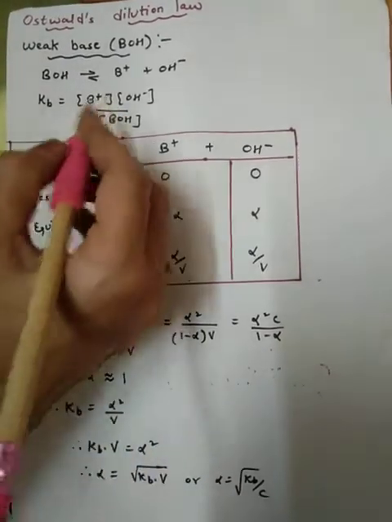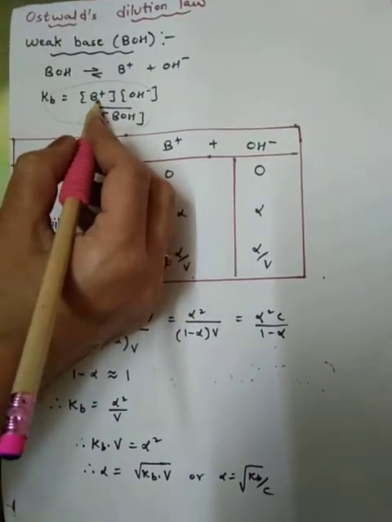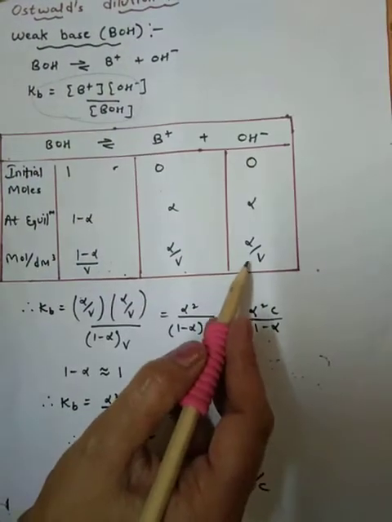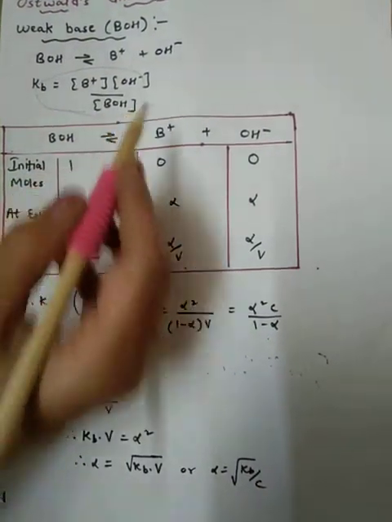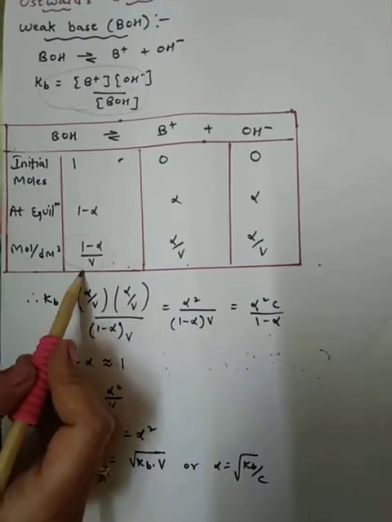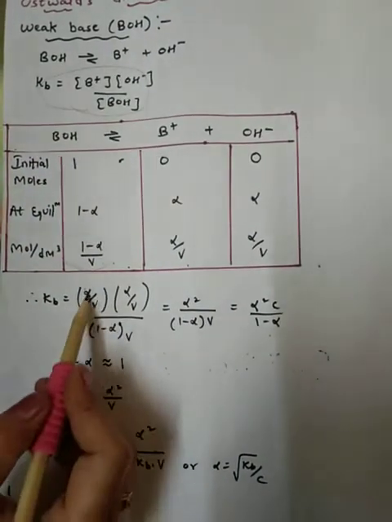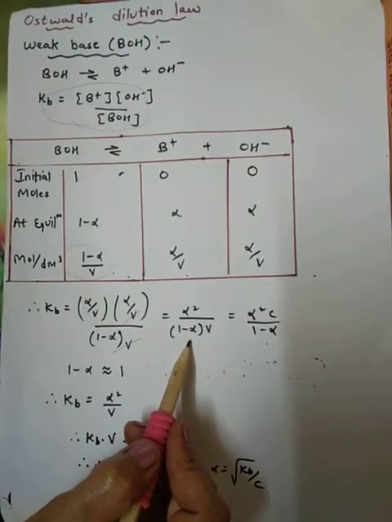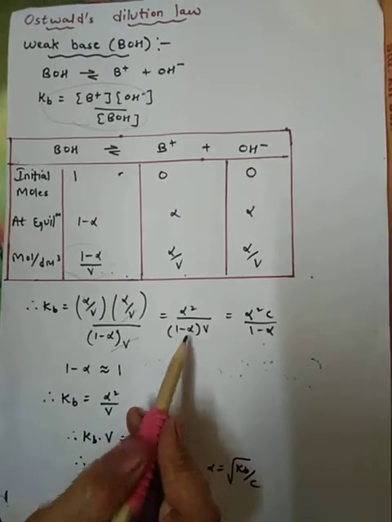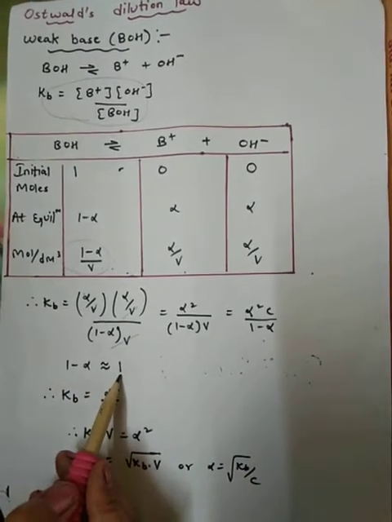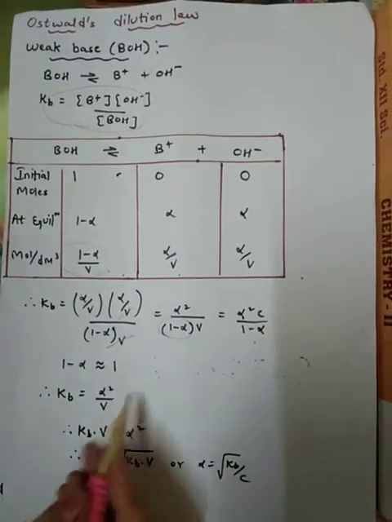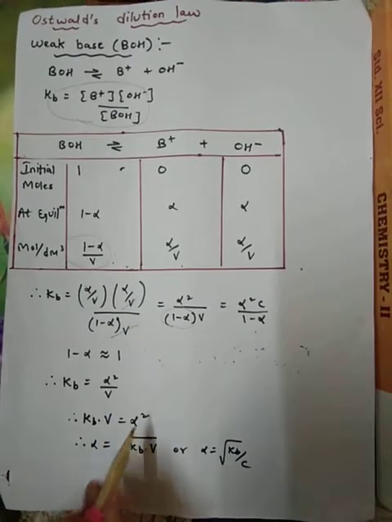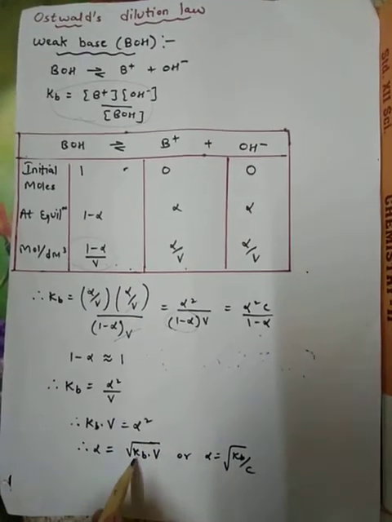So Kb was given by this particular equation, in which I will substitute the B+ value. B+ is alpha upon V, substitute here. OH- is also alpha upon V, substitute. And BOH, you can see BOH is 1 minus alpha upon V, which we take in the denominator, and alpha into alpha is alpha square. One of the V is getting cancelled. You are left with this, and arguing in the same way that alpha is very, very small for a weak base, 1 minus alpha is almost equal to 1. So this factor again disappears, and you have only alpha square upon V. That means Kb into V will be equal to alpha square. So your alpha will be equal to the square root of Kb into V.